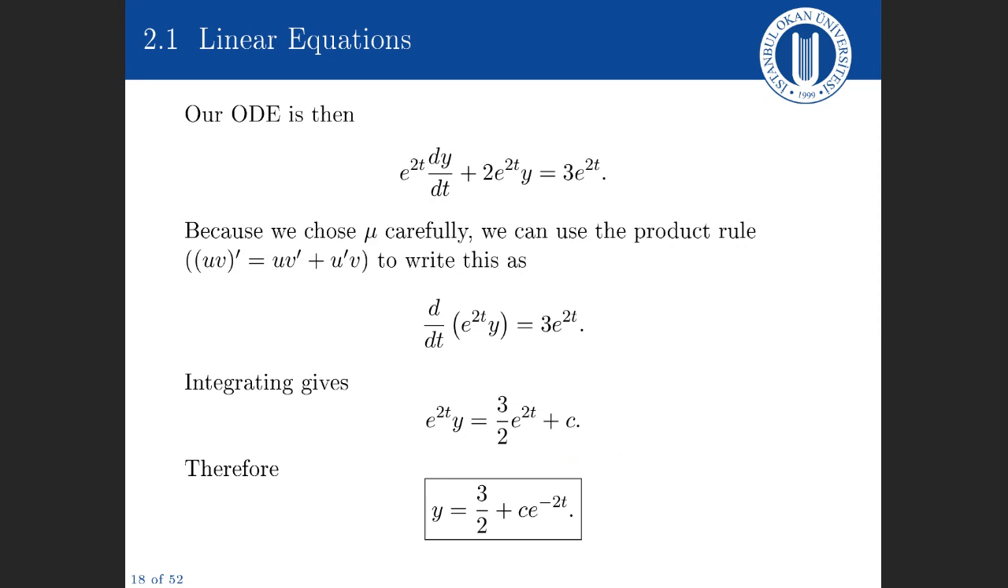Finally, divide by e to the power 2t, and we get the solution. The solution to the differential equation is y is equal to 3 over 2 plus some constant times e to the power minus 2t, which of course is the same solution that we found using the previous method.